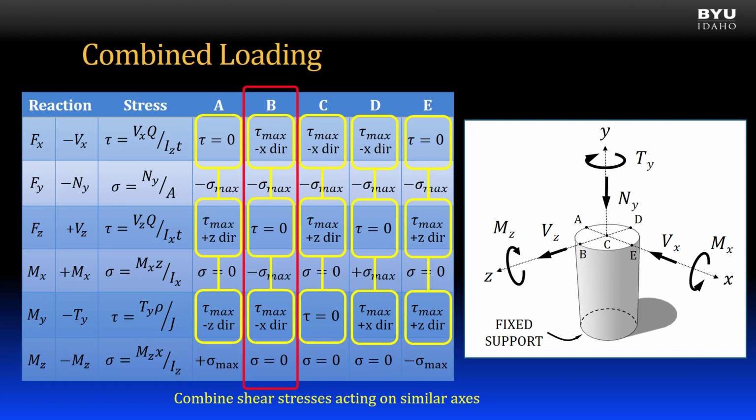At point B, the non-zero shear stresses are both acting in the negative x direction, so point B will be a point of maximum shear stress. The same is true for point E, but in the z direction. At point C, the non-zero shear stresses are acting perpendicular to each other and are thus not combined.